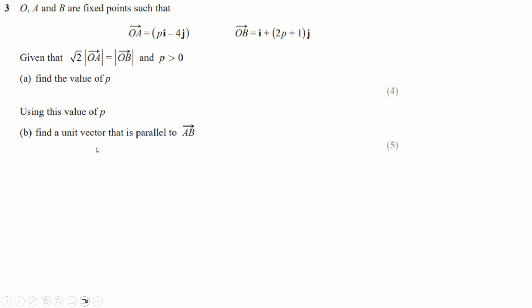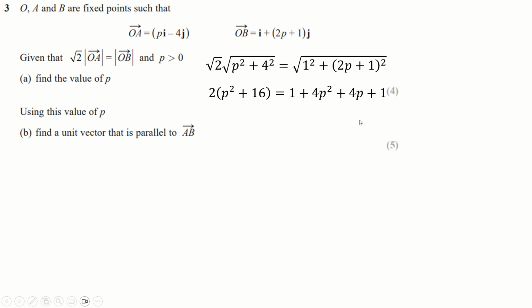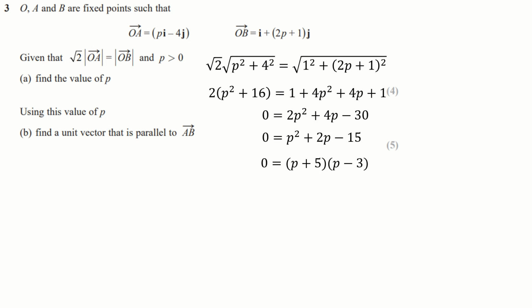Question 3 then. So this means, of course, the magnitude of OA is root p squared plus 4 squared, and the magnitude of OB is root 1 squared plus brackets 2p plus 1 squared. So I can just put that information in like this, and then just square both sides to get rid of all the square roots, and it looks like this. I've also simplified and expanded a few of these numbers in here as well. Of course, we can collect this all together on one side, divide by 2, factorize to find solutions for p at 3 or minus 5, but p is bigger than 0, so therefore p is 3.